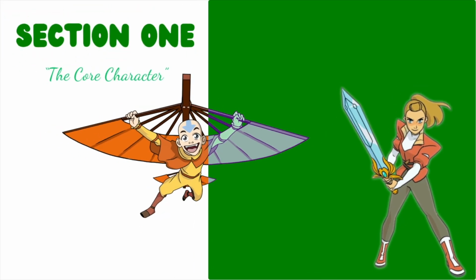First up, at the end of the day, a hero is just a character, even if they are a good character. They require the same things that any other character would need: a backstory, a personality, and relationships. So let's get into section 1, the core character.